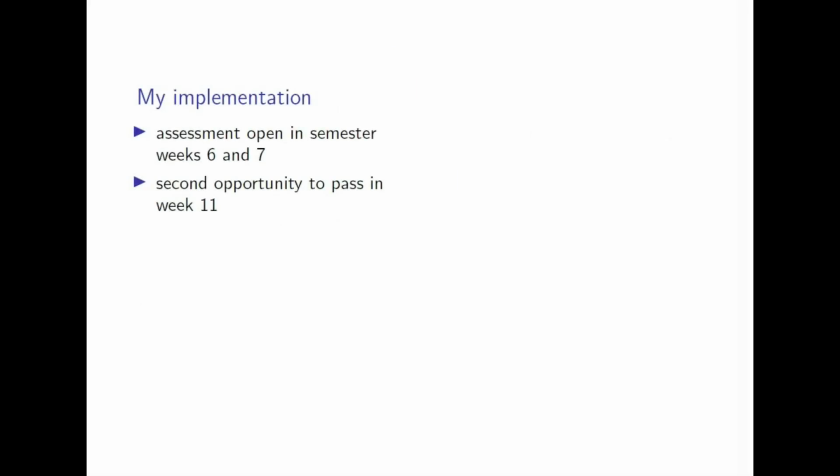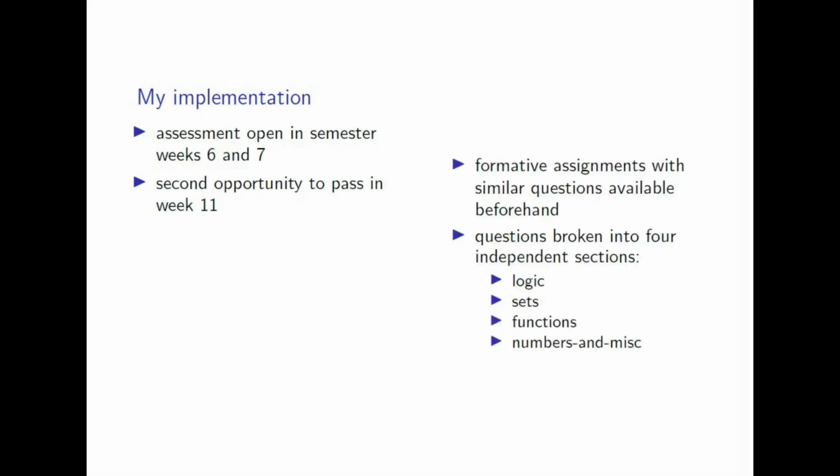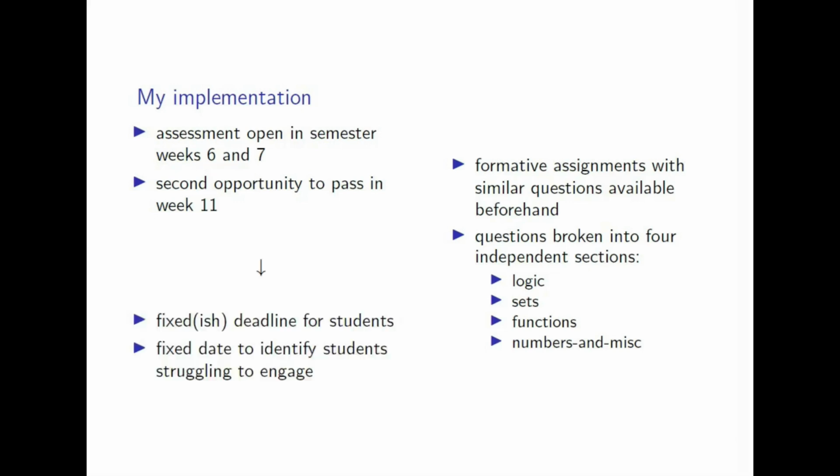In terms of practicalities, I made the assessment available to the students throughout semester weeks 6 and 7, after we had covered the relevant material in class, and those who had not passed had another opportunity to complete it in week 11. They had access to anonymous formative assignments beforehand with similar questions. I also split the assessment into 4 sections that they could tackle independently. I deliberately set a deadline partway through the semester so that the students had a specific date to work to rather than just forgetting about it until the last week of the semester.